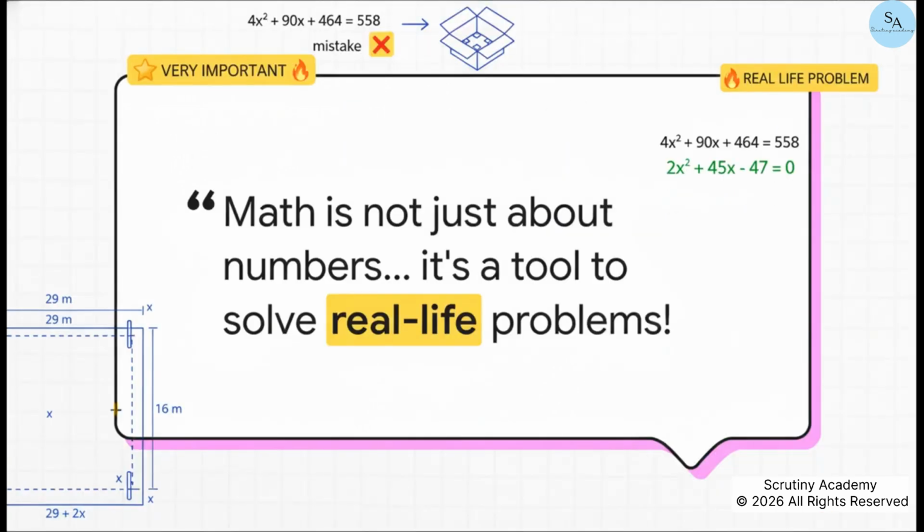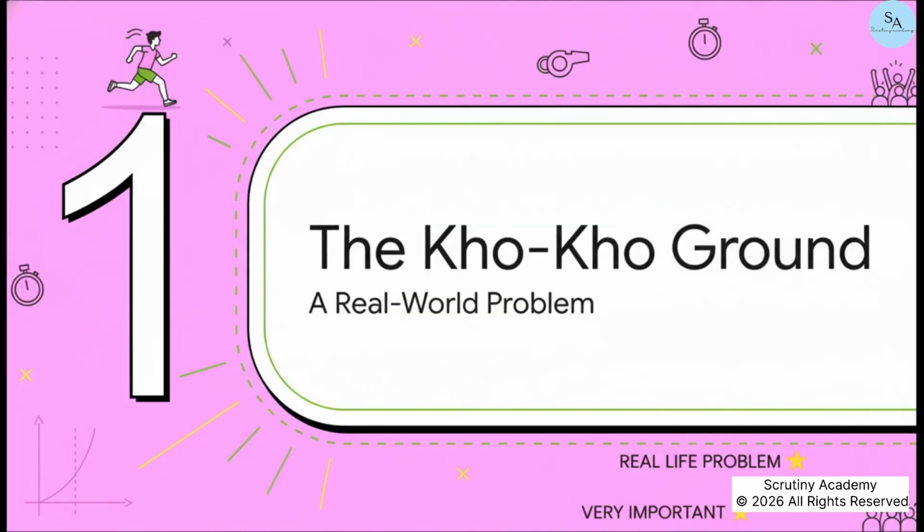But first, let's get one thing straight. Maths sirf numbers nahi hai. It's a powerful tool to solve real-life problems. And today, I'm going to show you exactly what I mean. So let's start with a real-world situation.